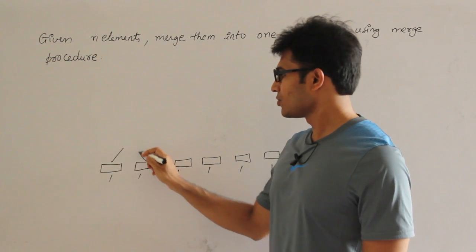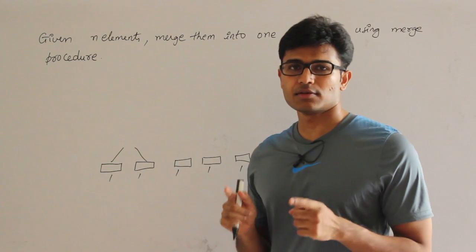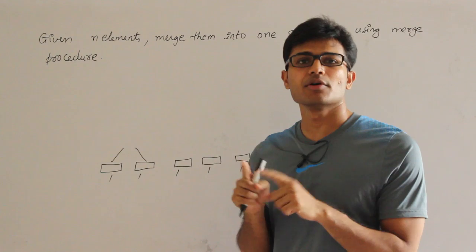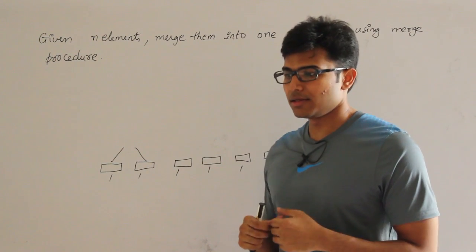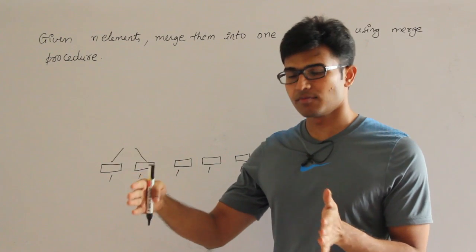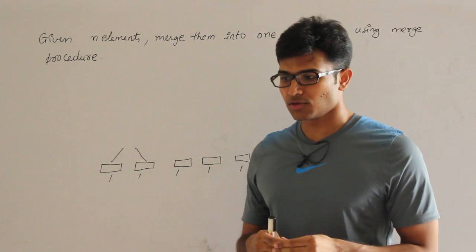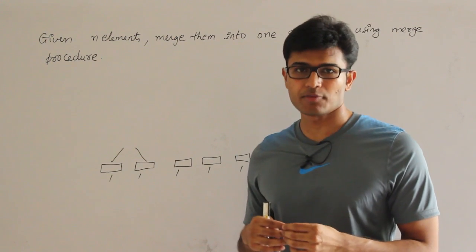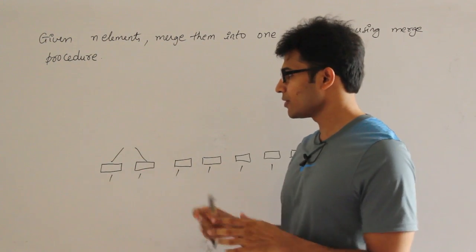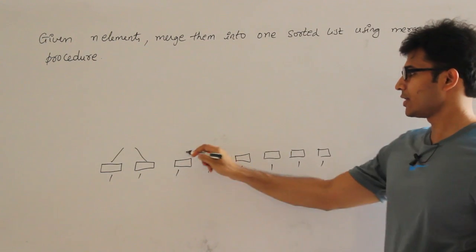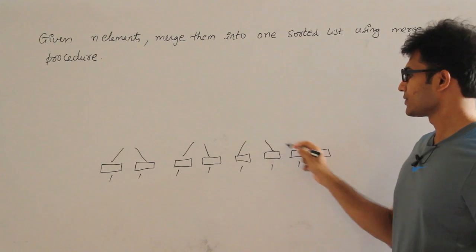Here we are going to do only two-way merging. Two-way merging means we take only two lists and merge them into one. Three-way merging is different: I could take three lists and merge them into one list. Three-way merging and two-way merging will have different time complexities. I am talking about two-way merging, which means two lists will be merged, like this.